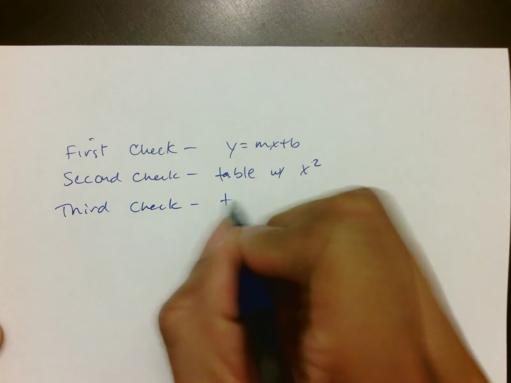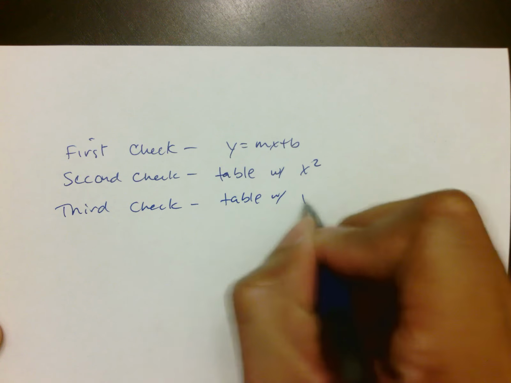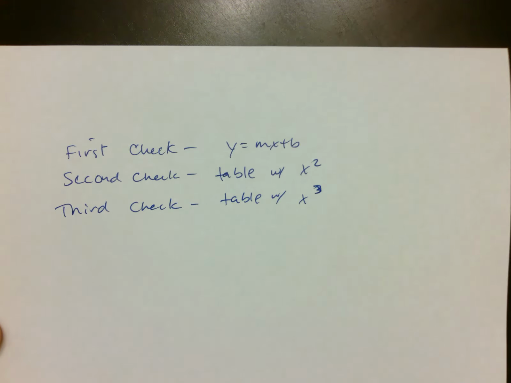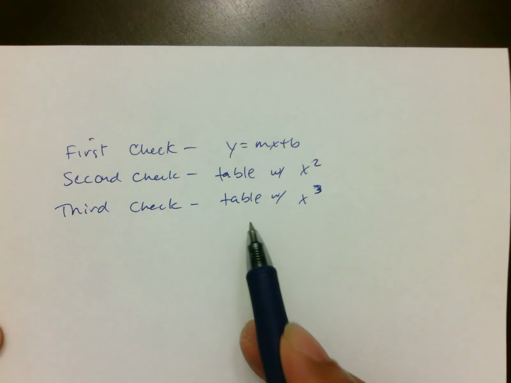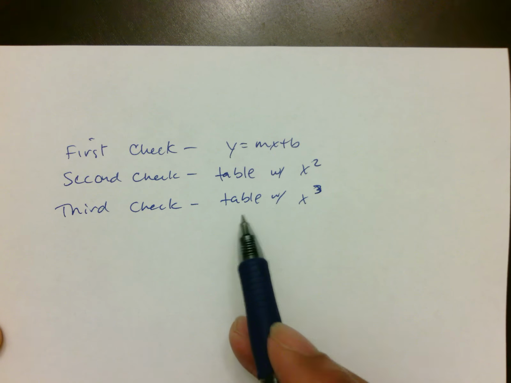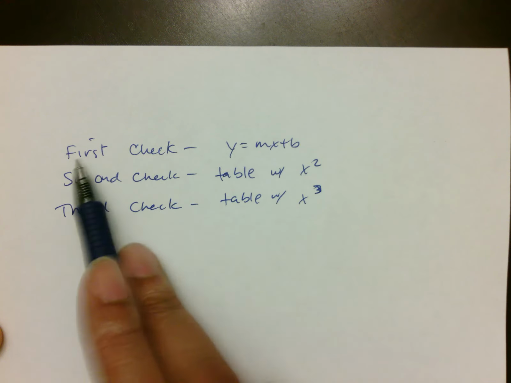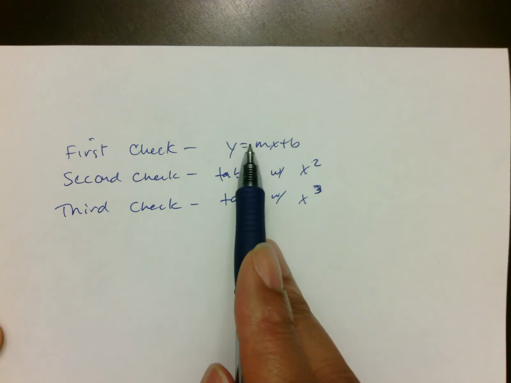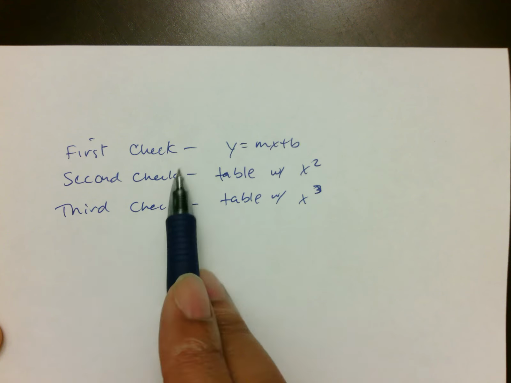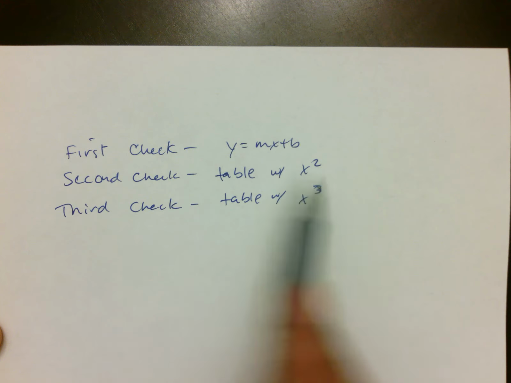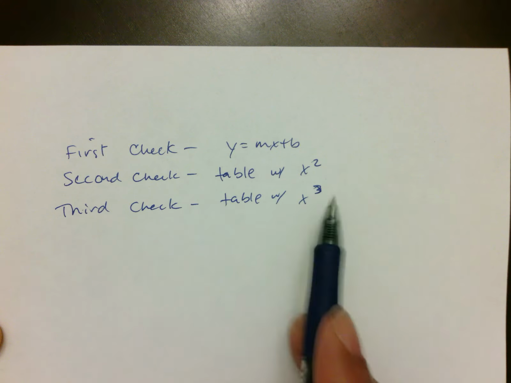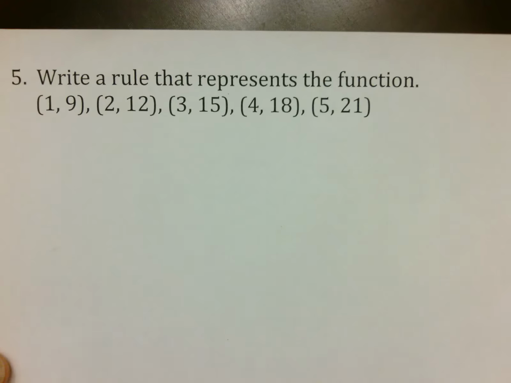If the third check works, you want to do a table with x to the third. That is the 3 options you have to be ready for whenever you're asked to find a rule. Again, check the first part. If it matches, you use y equals mx plus b. Check the second part. If it matches, you use a table with x squared. Check the third time. If it matches, then you use a table with x to the third. Outside of that, again, here's what we're doing.